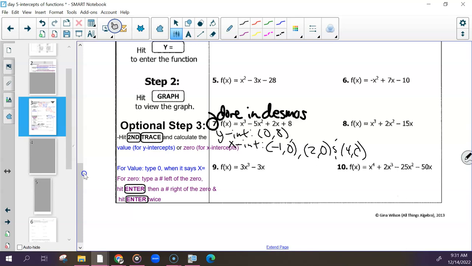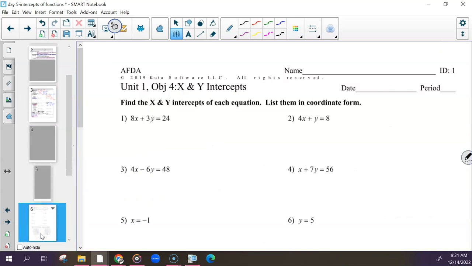There's one last thing I have to show you and then we're done. Go to the next page. So this is similar to what we were just doing, not on the calculator, but before that. The format is just different, so the work is a little different. So we're going to do 1 and 4.